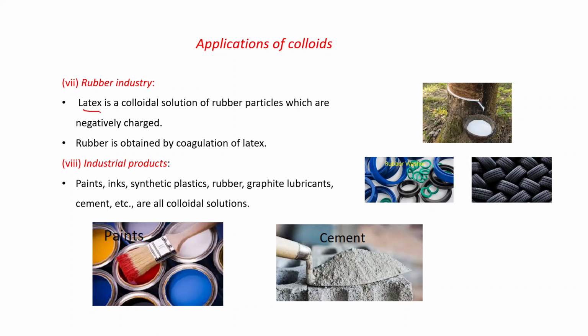Rubber industry. Latex. Simply we can say this is the rubber milk which is obtained from the rubber tree. Latex is a colloidal solution of rubber particles which are negatively charged, and rubber is obtained by coagulation of latex. And for what purpose is rubber used? Rubber is used for making a number of items like the tire, washer, etc. Industrial products, paints, inks, synthetic plastics, rubber, graphite lubricants, even cement, all these are colloidal solutions. Is that clear, students? Now this chapter is over. Thank you.